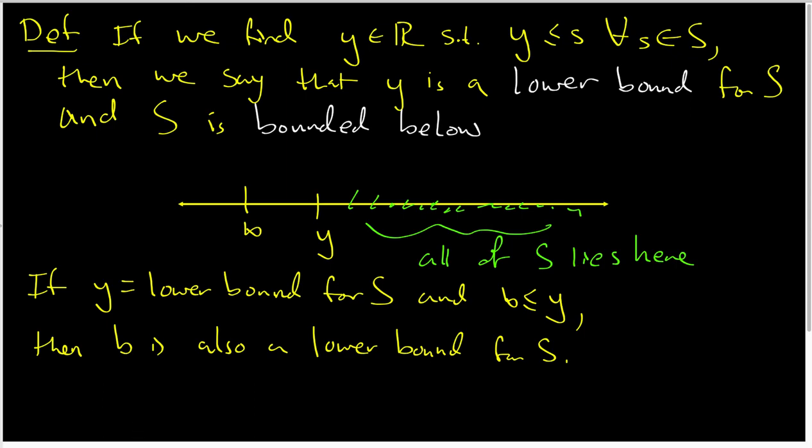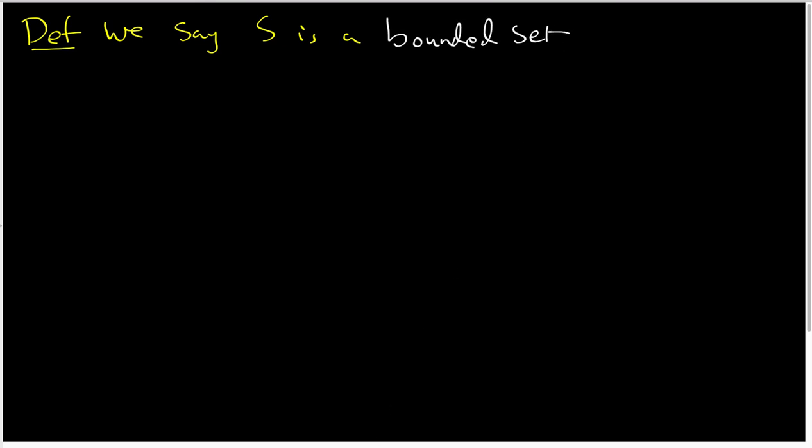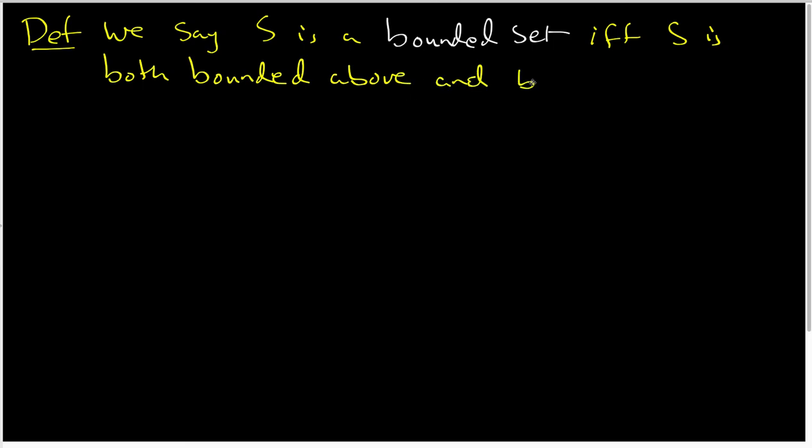Well, our third definition is something that takes into account what we want to call sets that are both bounded above and bounded below. And so our third definition looks like this. We say S is a bounded set if and only if S is both bounded above and bounded below.